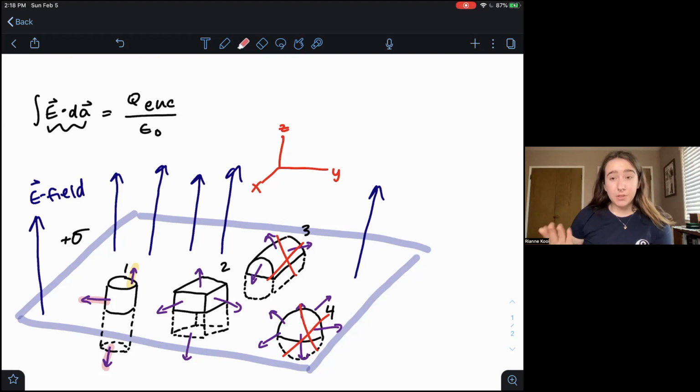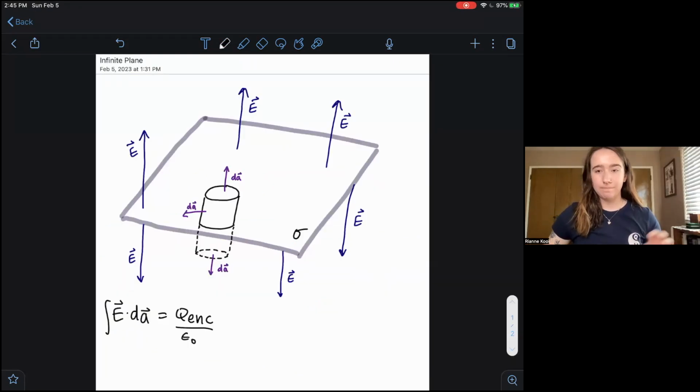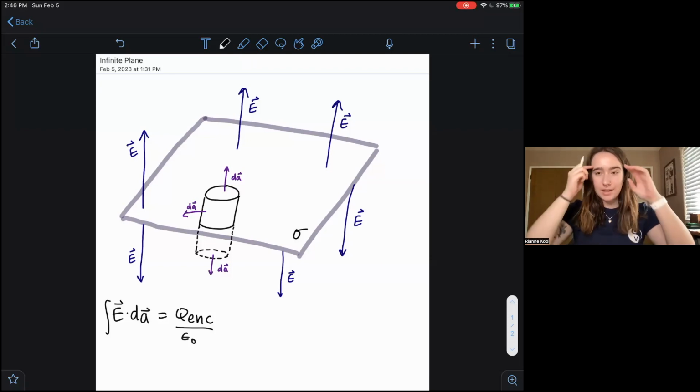But 2 is also a viable option, but I'm personally going to use 1, just because, again, physicists like to deal with spheres and cylinders instead of harsh boxes and harsh lines. So let's use 1. Okay, so now let's actually solve this out.